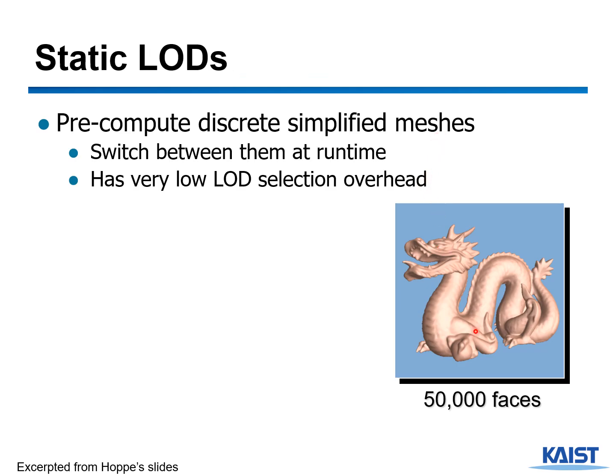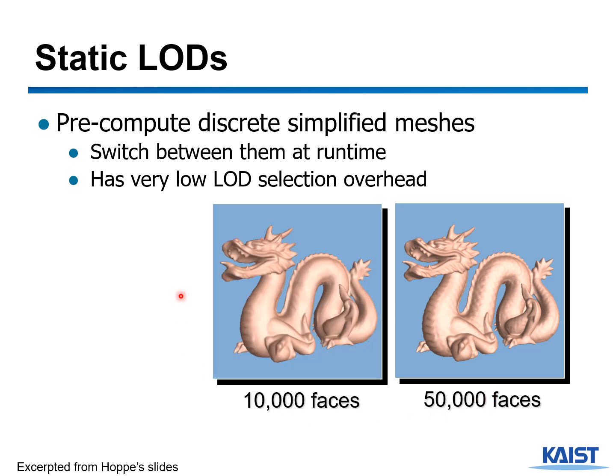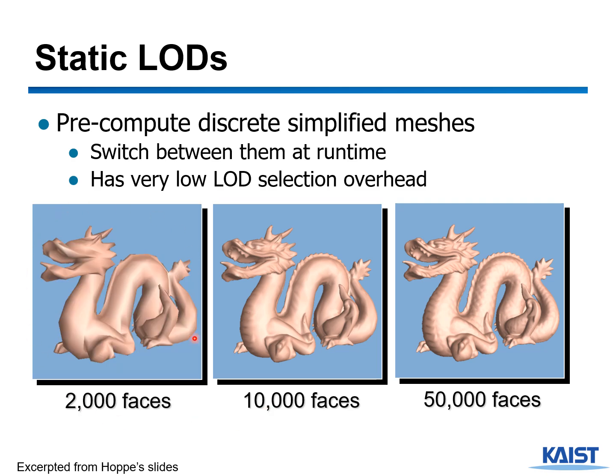Given this dragon model with 50,000 triangles, we computed this kind of simplified model with a small number of triangles. Then, if you just use this one, the model looks very crude, very coarse. So then we pre-compute this kind of discretely simplified meshes, and switch between them at runtime.